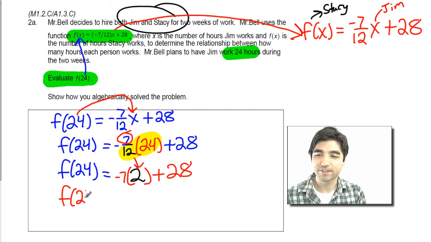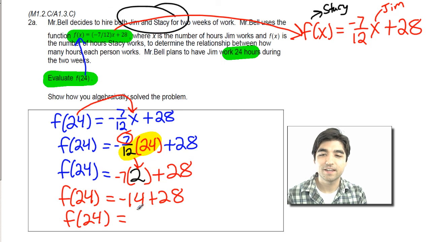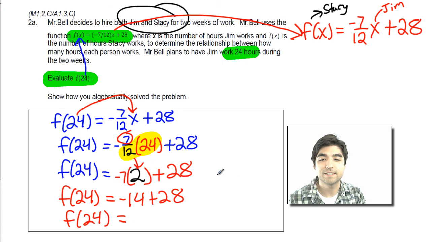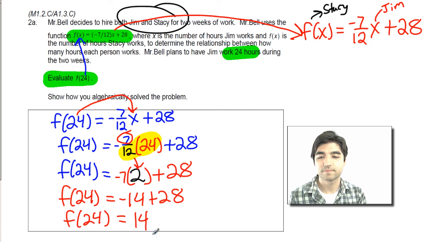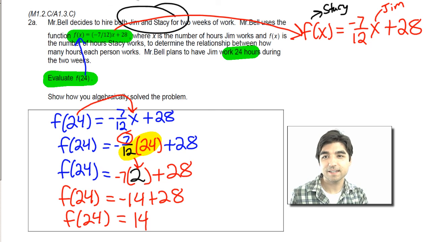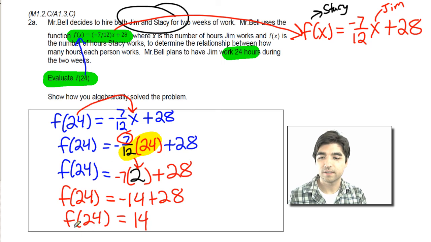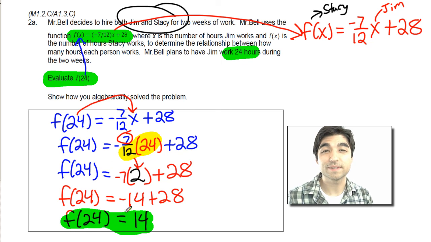So f of 24 equals negative 7 times 2 equals negative 14 plus 28. And then f of 24, we're on the final stretch here. 28 minus 14, that is 14. And ta-da, we did it. So we evaluate f of 24, which equals 14. Now let's go on to probably 2b next.